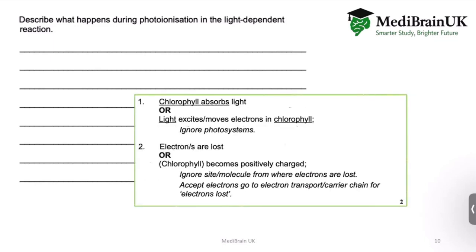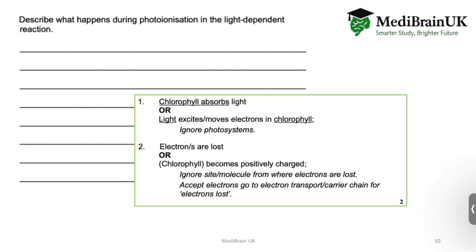So as you can see, this is a model mark scheme answer to include what happens during your photoionization stage of the light-dependent reaction. Well, first of all, the chlorophyll absorbs light. Okay, the chlorophyll absorbs light. That's the first mark for this question.